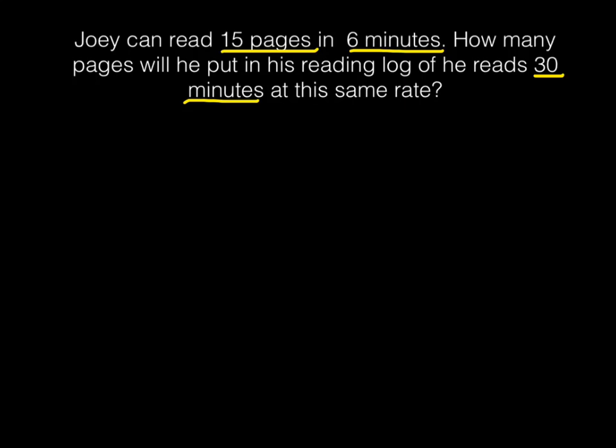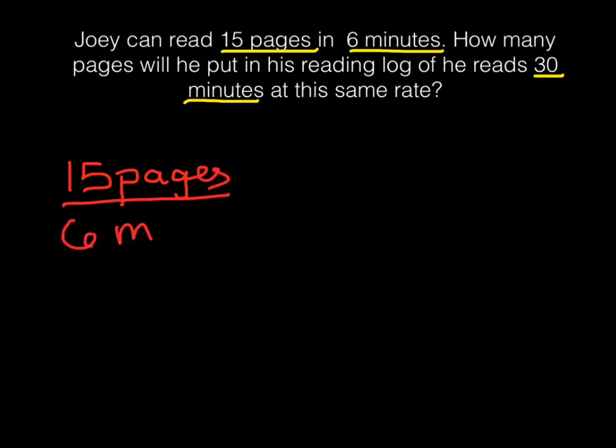So I'm going to make my first ratio, and I'll say it's 15, and I'm going to write pages so I can remember what it is, pages in 6 minutes. Okay, so those numbers are related. They go together. Now, I call that ratio the I know ratio. This is the one that is given to us in the word problem, right? I know this. It is given as a fact. He can read 15 pages in 6 minutes.